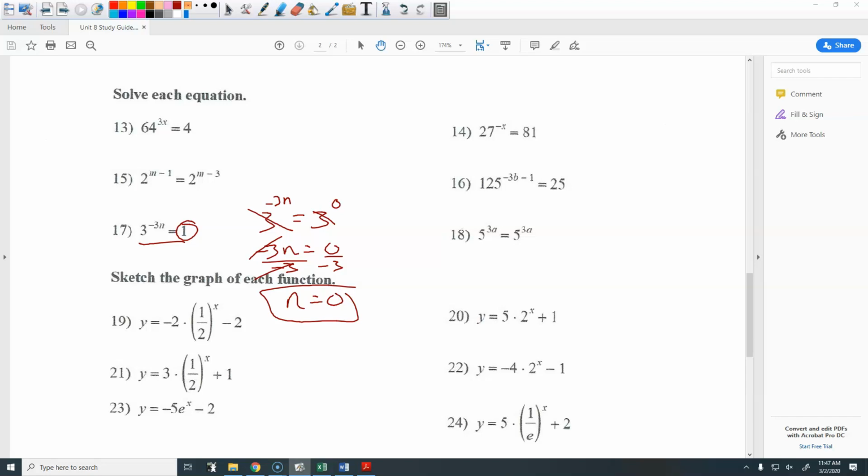This one over here, drop the bases off. They're already the same. And in this case, this is exactly the same on both sides. That's when you have infinite solutions. Okay, so there's that.